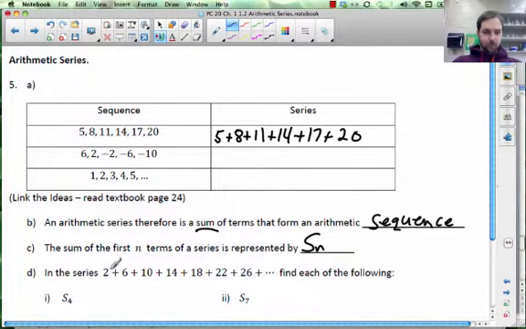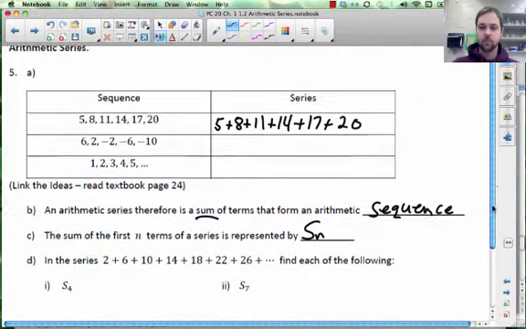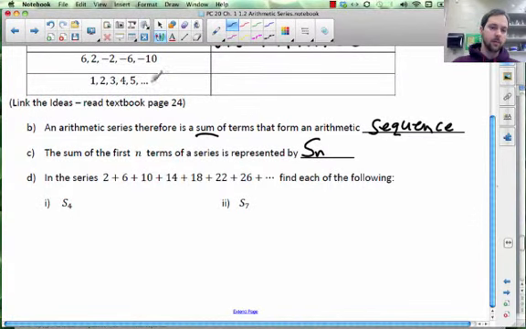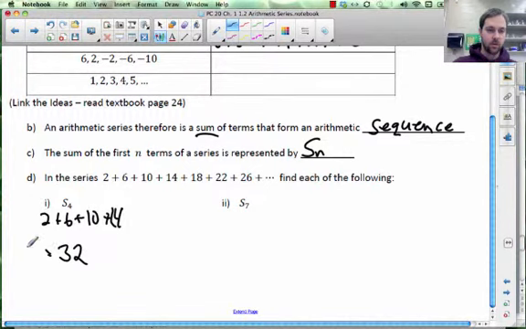In the series, 2 plus 6 plus 10, etc., find each of the following: S sub 4 and S sub 7. Okay, so S sub 4 would mean we want to find the sum of the first 4 terms. So it would be 2 plus 6 plus 10 plus 14. So 14 and 10 is 24, plus 6 is 30, plus 2 is 32. So S sub 4 equals 32.